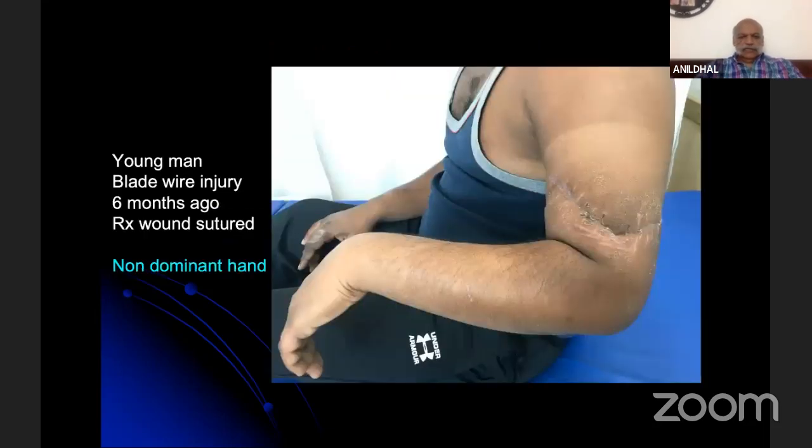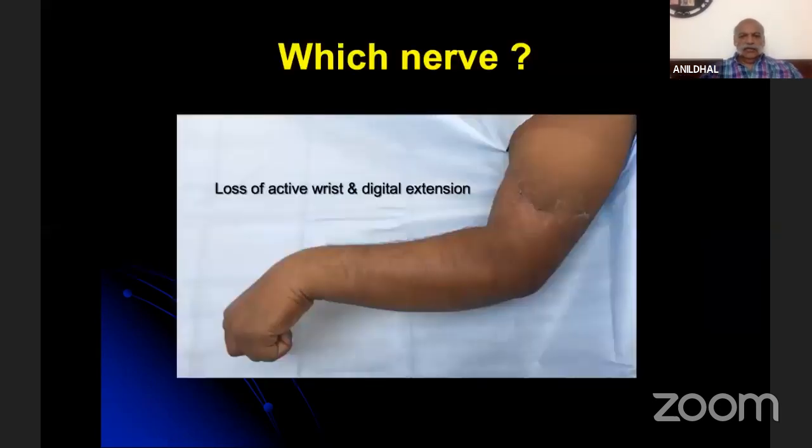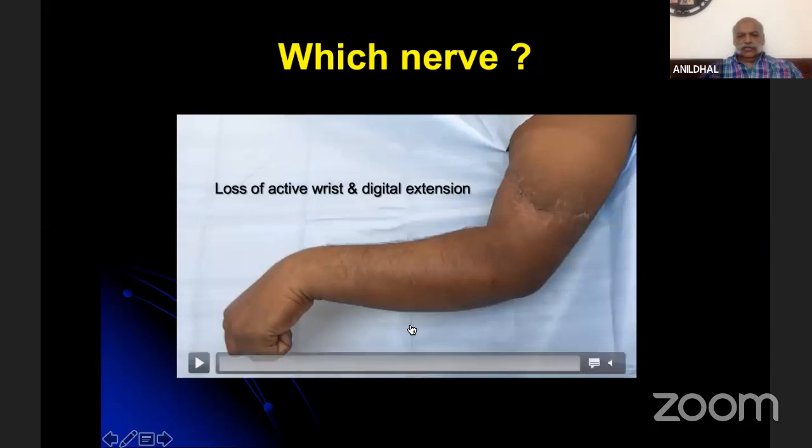To give you an example, this young man presented to us with a blade wire injury 6 months ago, and the treatment which was already done, according to him, was a simple debridement and stitching at the primary center. So it's a V-shaped incision mark, healed probably primarily, and he has a typical attitude which we call a wrist drop. It is the left non-dominant hand of this patient which is involved, and the attitude does not give us a very conclusive clue.